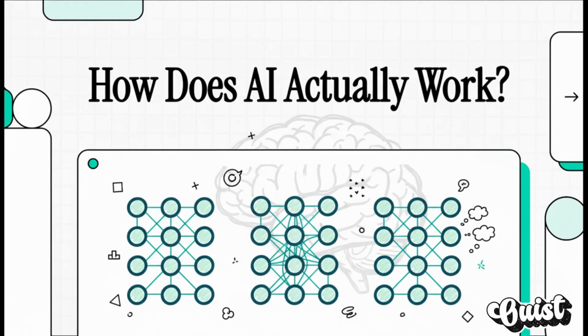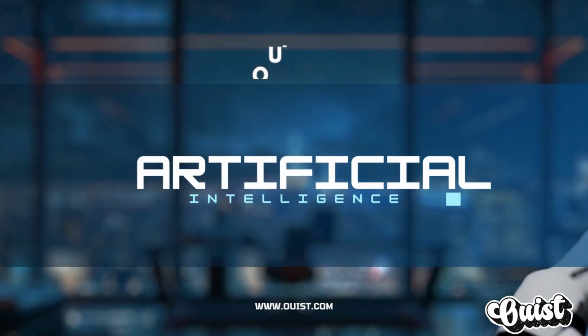Okay, so let's talk about AI. It feels like it's everywhere, right? And honestly, it can seem super complex, maybe even a little futuristic. But what if I told you that the basic idea behind it is actually pretty straightforward? Well, today we're going to pull back the curtain. We're going to break down how AI really works step by simple step. Ready? Let's dive in.